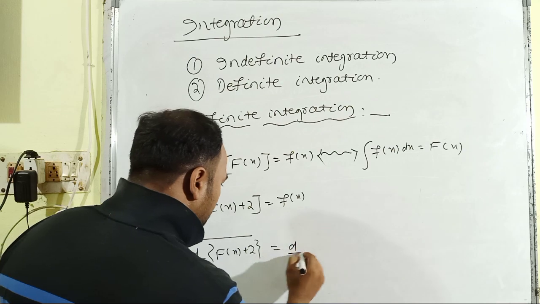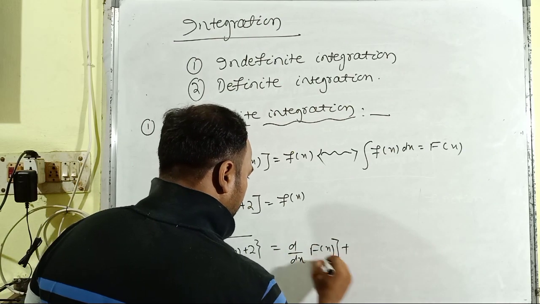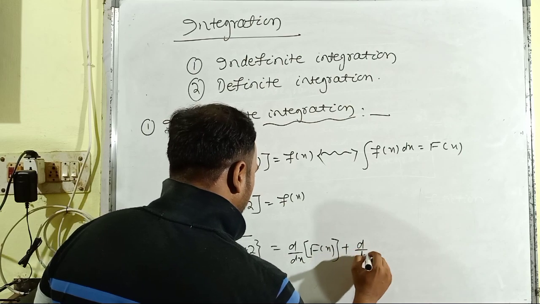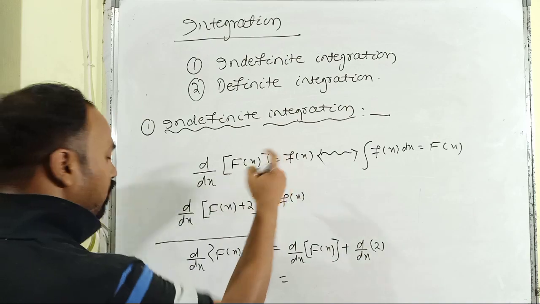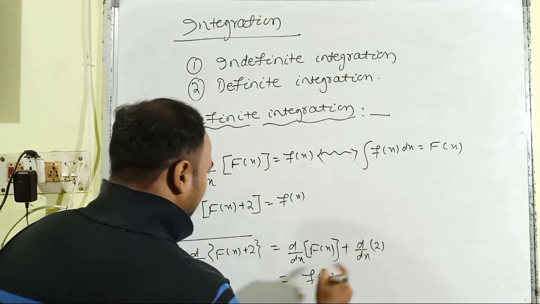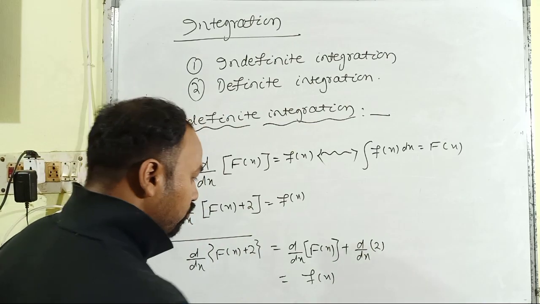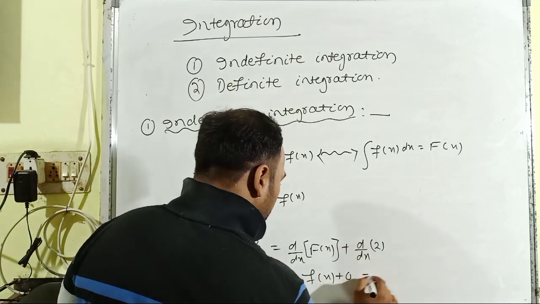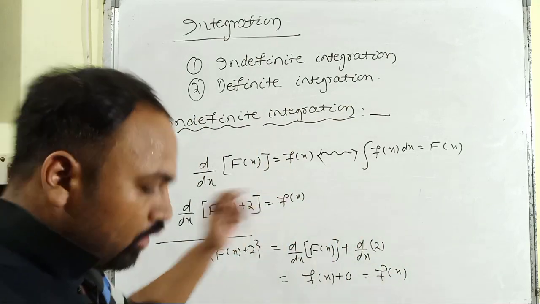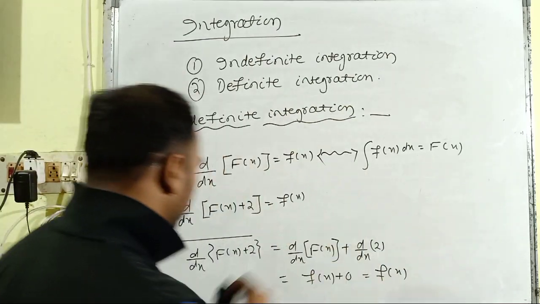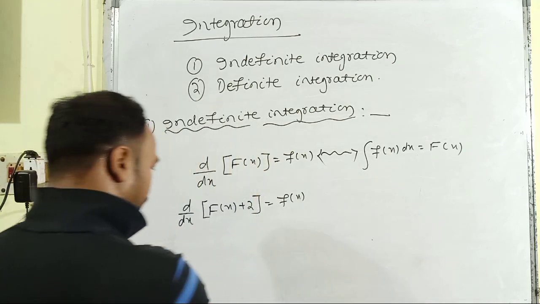So the derivative of capital F of x plus the derivative of 2, and you know that the derivative of capital F of x is small f of x. And then the derivative of 2, as it is a constant, is equal to 0. So you can put 0 here. Then we are getting the value of small f of x. So by using this fundamental, we can now put the reverse process of differentiation, that means the process of integration.